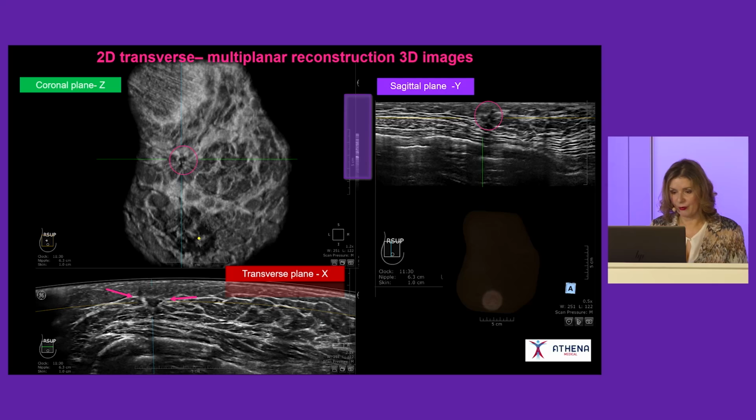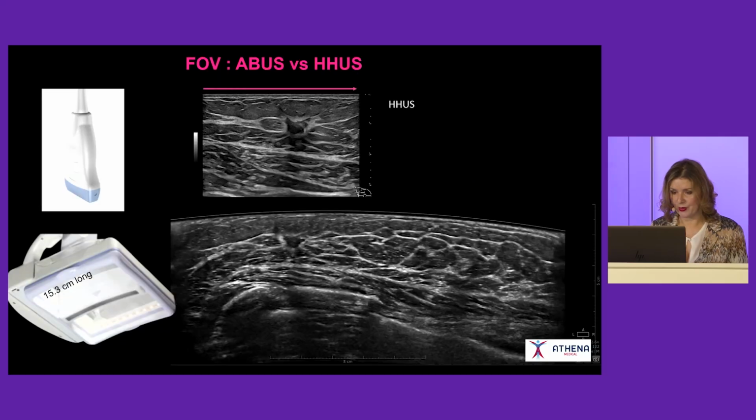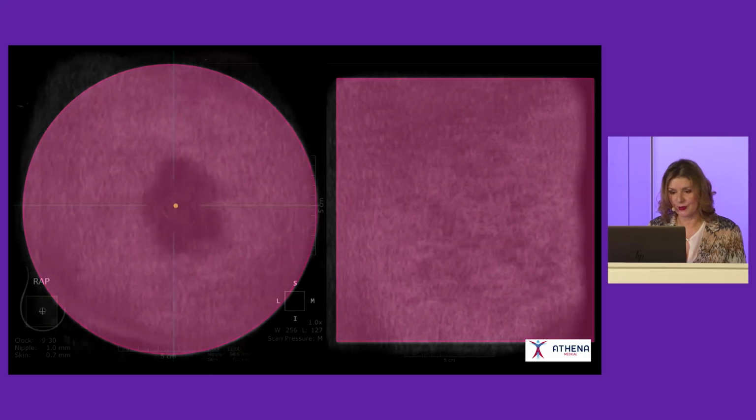This is extremely helpful. We also have a large transverse plane, so it is quite similar. I'm sorry for the spelling here. It is very similar to the image that you are used to with handheld breast ultrasound. And you can see here the difference between the field of view of handheld compared to the ABUS acquisition at the bottom. The field of view with ABUS is 3 times larger, and the depth that we have is up to 6 centimeters.